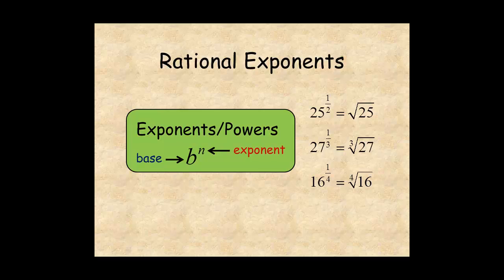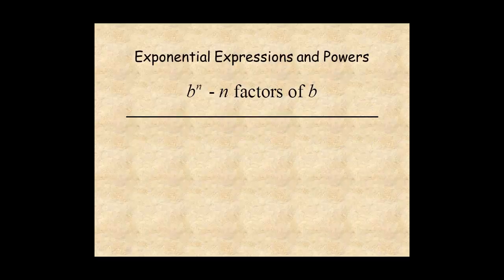This lesson explains the meaning of rational exponents. In previous lessons, you learned about exponential expressions and powers. By definition, the nth power of b is n factors of b. For example, the second power of 5 is 2 factors of 5.